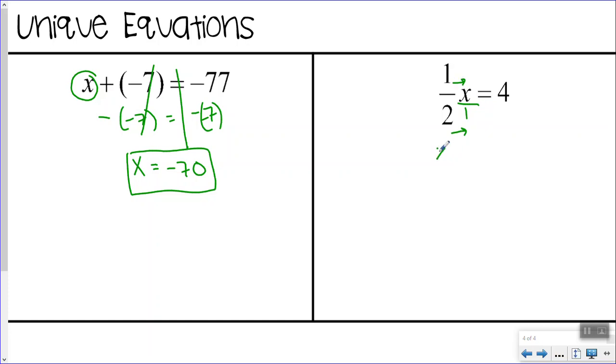1 times x is x, 2 times 1 is 2, and now we have a fraction that looks like division, and this looks a little similar to what we were doing before. I see division by 2, so the opposite of that is multiplication by 2. 2 times 2 is 1, so I'm left with x, and on the other side now we have 8 as our final answer.